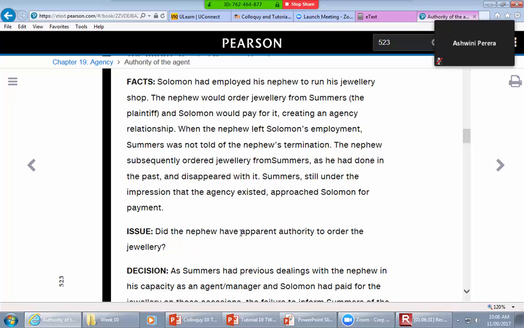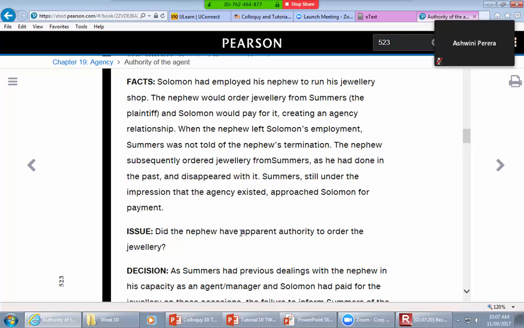However, when the nephew left Solomon's employment, Summers was not told of this employment termination. So the nephew subsequently ordered jewelry from Summers, as he had done in the past, and disappeared with it. So there was this normal course of transactions, ordering from Summers all the time, but the nephew did it one more time after they ended their agreement with their uncle, and then took that jewelry and ran away with it. Summers doesn't know.